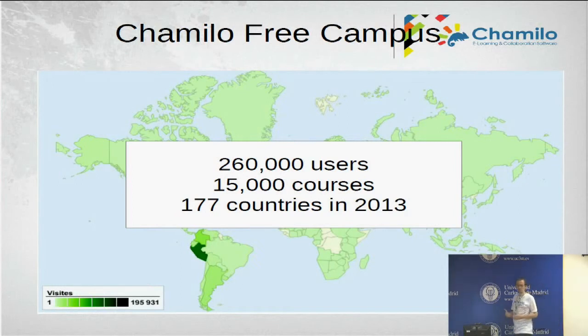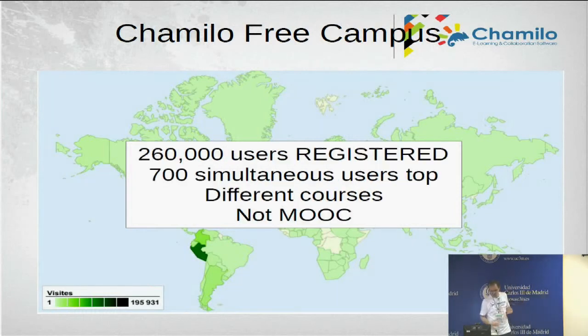Actually, there's no real measure right now. Basically, it's generally accepted that starting from 1,000 users simultaneously connected, you're inside a MOOC. But simultaneously connected doesn't mean registered. And it's really important to understand that, for example, the free campus that we had 260,000 users. But in real facts, we have a peak of 700 simultaneous users.